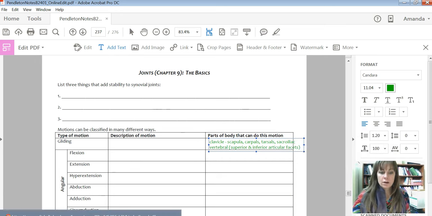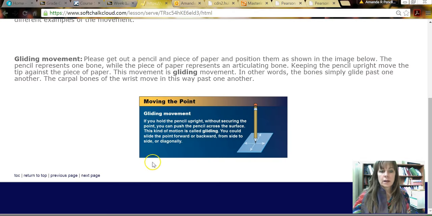Okay, and so I believe that goes through gliding. On the next pages we'll go through some of the other motions.